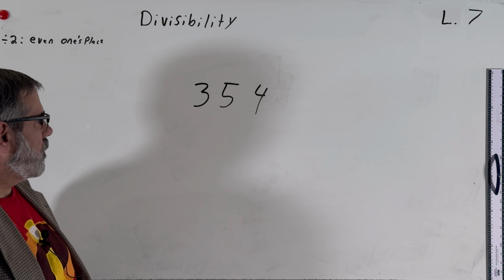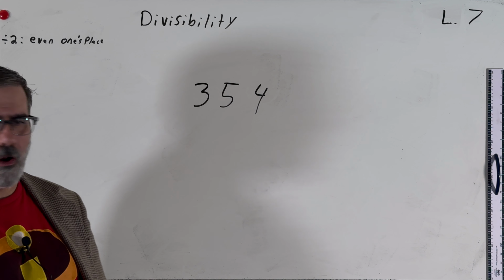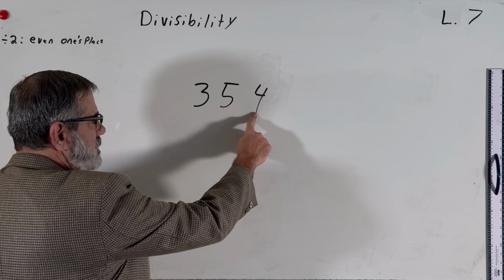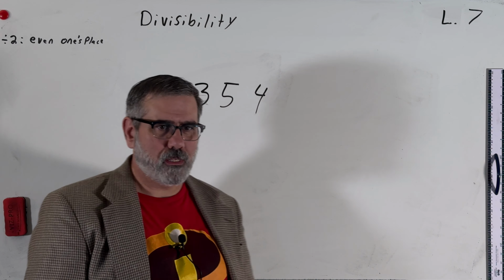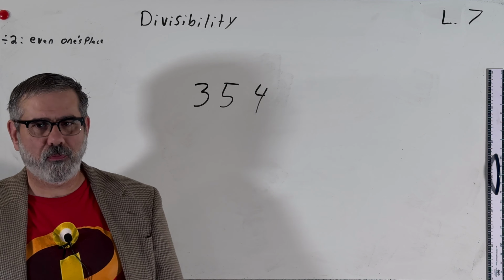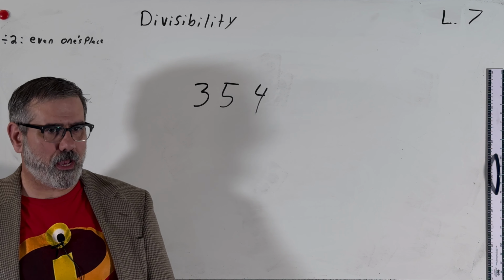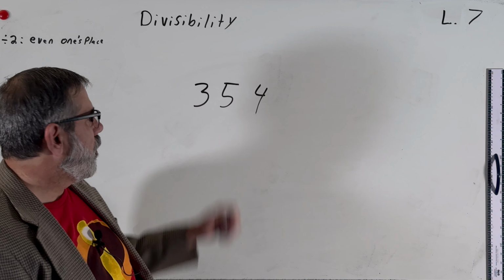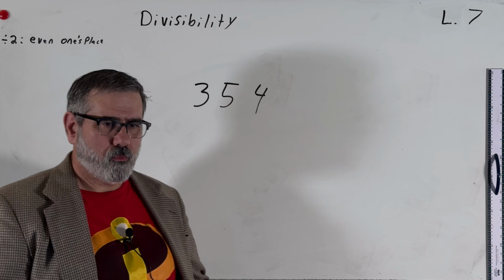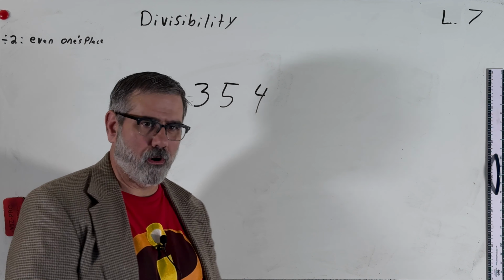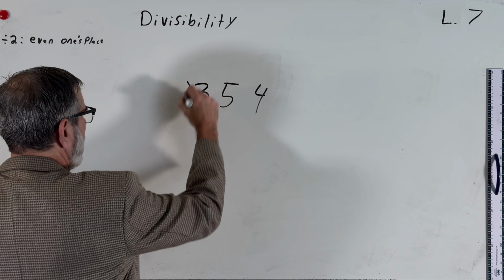Okay, the short answer is yes, it is divisible by 2. And how do I know? Because in the ones place, I see a 4. And I already said that if the ones place contains one of the even digits, 0, 2, 4, 6, or 8, then the whole number is divisible by 2. But of course, we should check it just to be sure, because you never know.